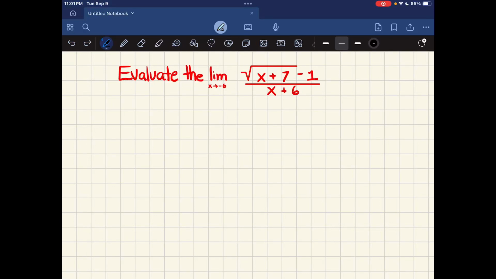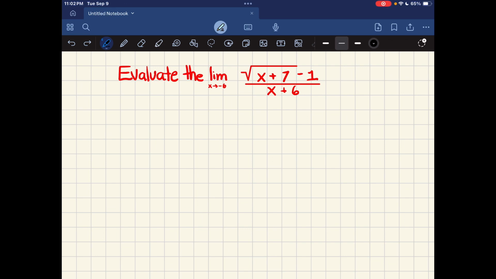For the Teacher's Video Week 2, I'm going to evaluate the limit of this equation, and I'm going to be explaining every step so you can see why the limit equals the final number. Okay, so we're going to try direct substitution first and see what comes out of it. Since x approaches negative 6, we're just going to replace the x with negative 6.